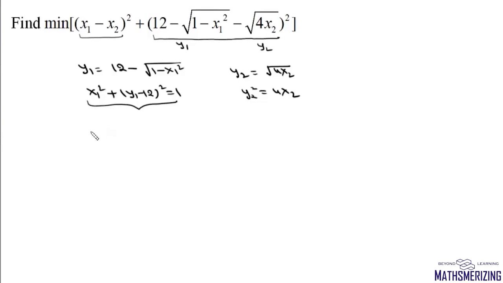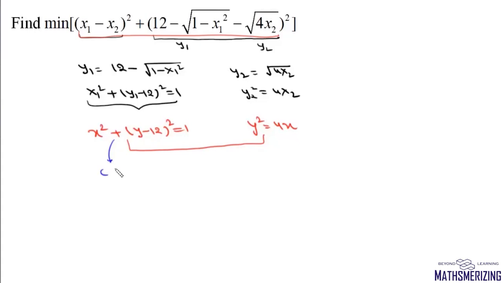Now this first point lies on this circle, which is x square plus y minus 12 square equals 1, and the second one lies on this parabola, which is y square equals 4x. Now we need to find minimum value of this expression, which actually is square of shortest distance between these two curves. So we need to find square of shortest distance between this circle and parabola. Now we know that shortest distance occurs along common normal. So any normal to this circle will pass through its center, which is 0, 12. And for this parabola, value of a is 1.